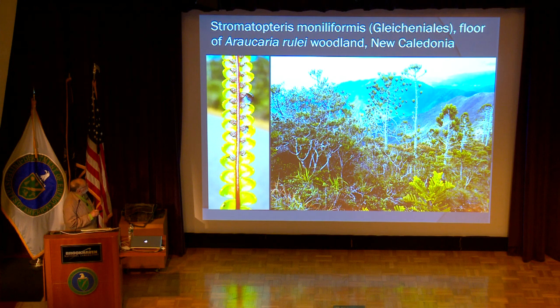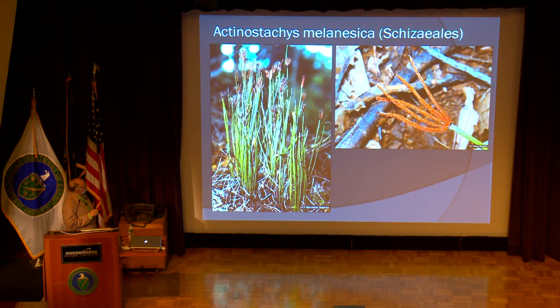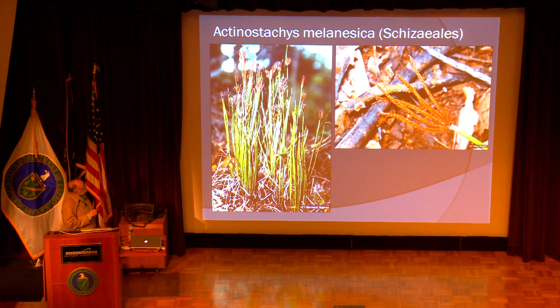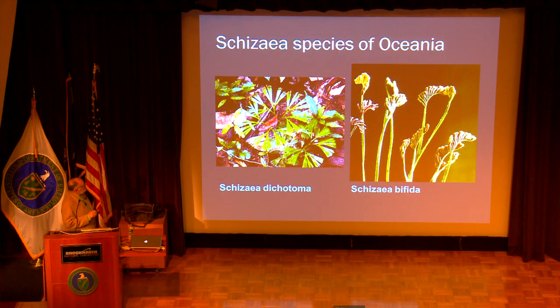And this is Stromatopteris. Here's Actinostachys melanesica, also the subject of a paper by Bierhorst, in the Schizaeales. And it looks a little bit like the fingers of the curlygrass fern, you see, up here. And here's the curlygrass fern's near relative, Schizaea bifida in Oceania. These have worldwide distributions, you see. And here's this beautiful dichotomously branching Schizaea.